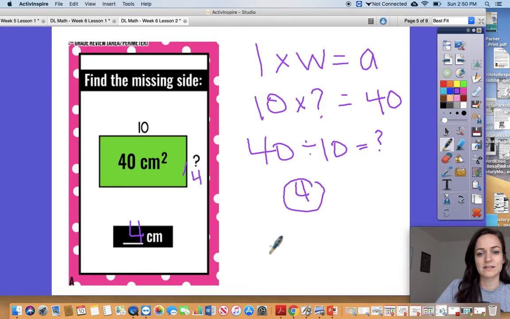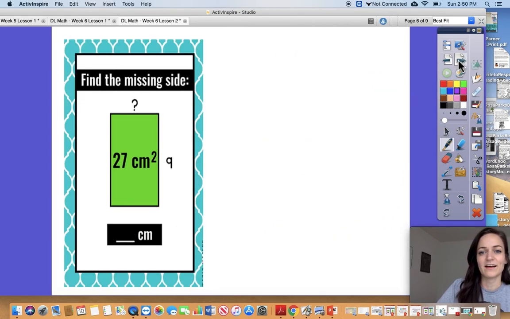All right, and you can always check your answer by just plugging your number back in. If area is length times width, I could do my length times my width, and I should get 40. 10 times 4 is 40, so I got it. All right, let's do another one.